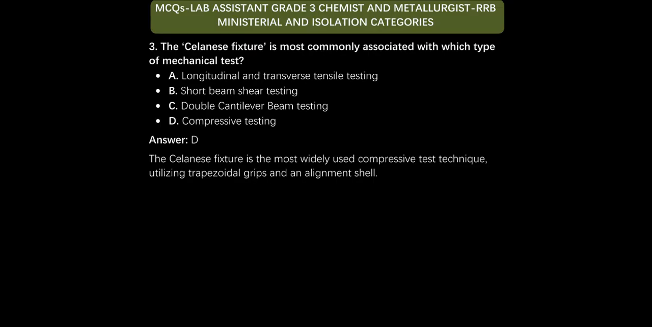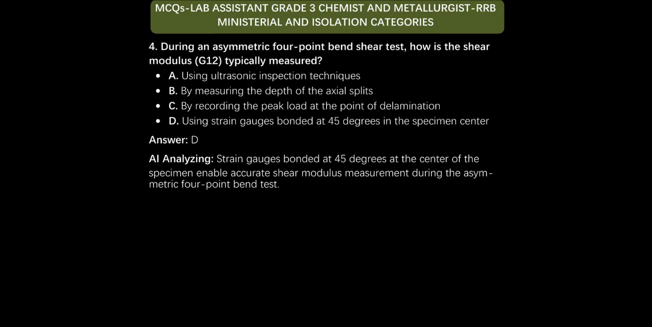The kink band fracture is most commonly associated with which type of mechanical test? Option D. Compressive testing. During an asymmetric 4-point bend shear test, how is the shear modulus typically measured? Option D. Using strain gauge bonded at 45 degrees in the specimen center.